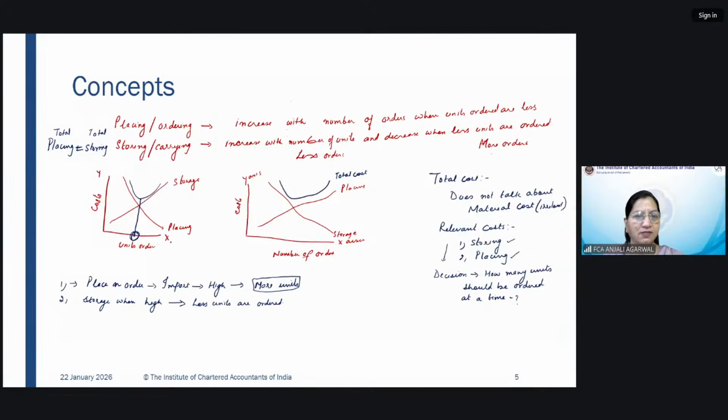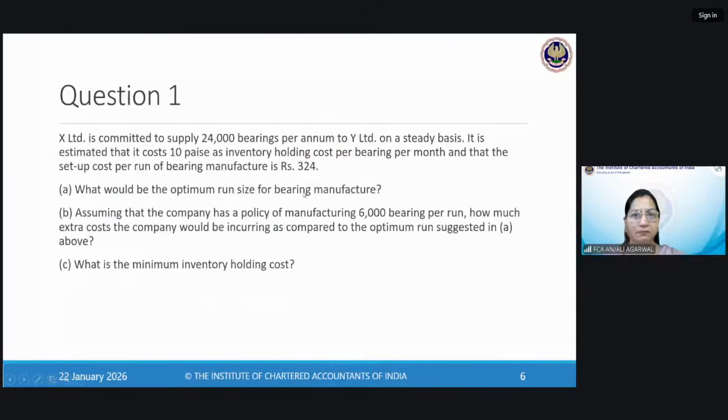So if on the x-axis you have units ordered, it will tell you that these many units you should order at a time. And if on the axis you have number of orders, it will tell you we should place these number of orders in a year or in the period. Right?